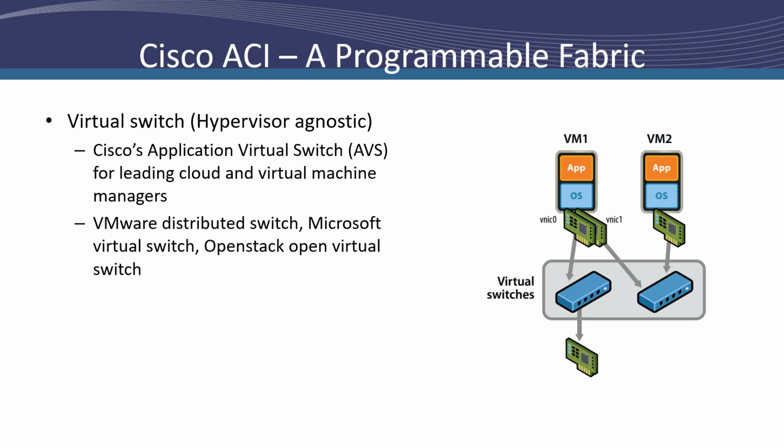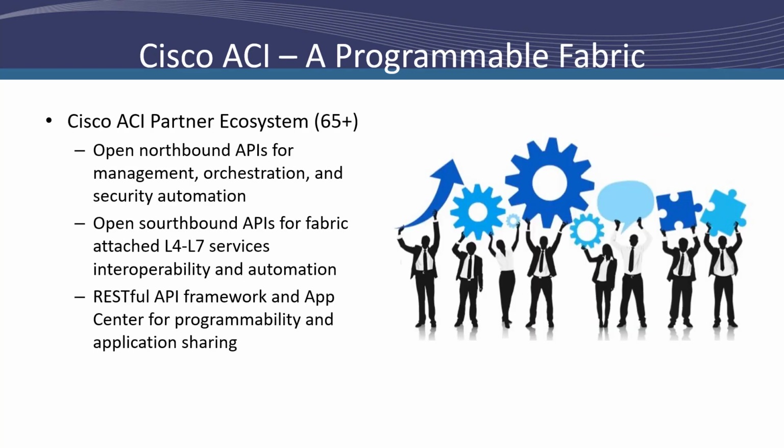Multiple virtual switches are supported for the hypervisors within Cisco ACI. Cisco, in fact, has their own application virtual switch, or AVS, and they support VMware's distributed vSwitch as well. Cisco has a robust partner ecosystem. Open north and southbound RESTful APIs are the basis for this open ecosystem, and the APIs enable orchestration across management, infrastructure, security, and application service domains.